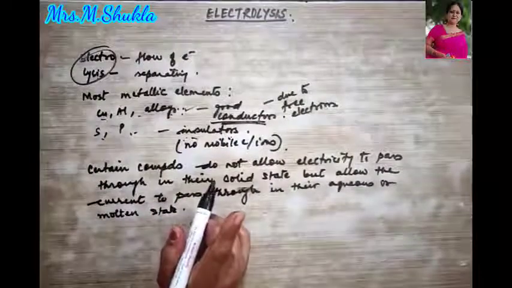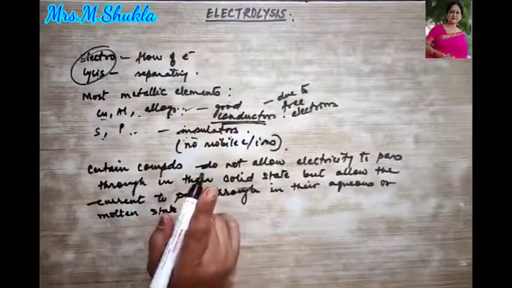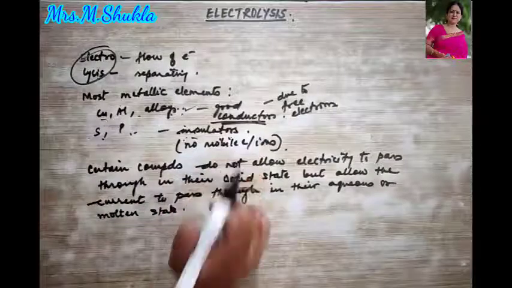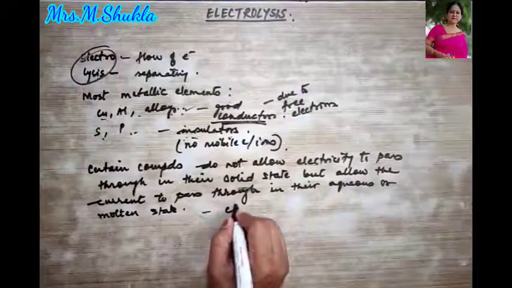So such chemical compounds which conduct electricity or electric current in molten or in aqueous state, what are they called as?